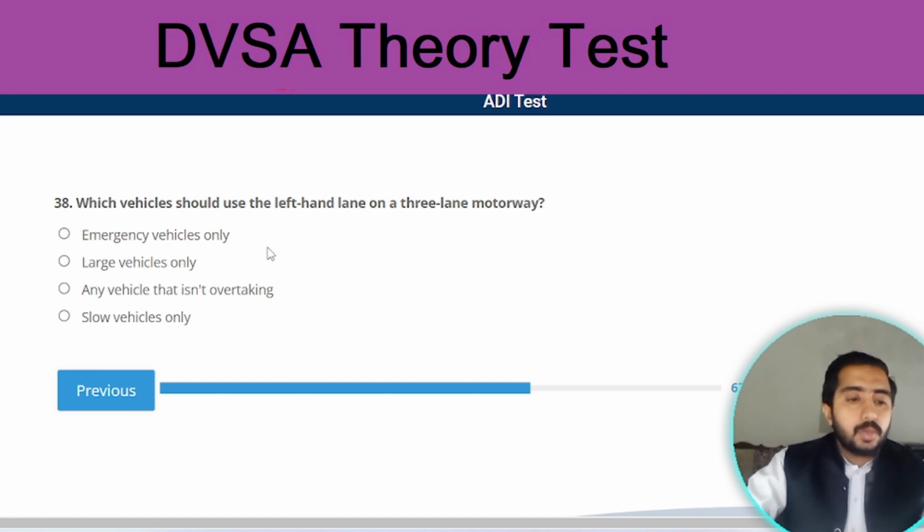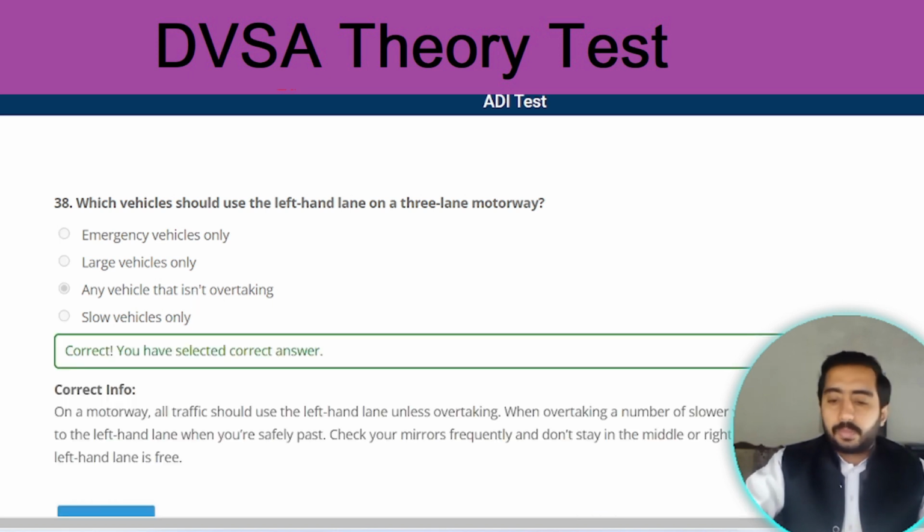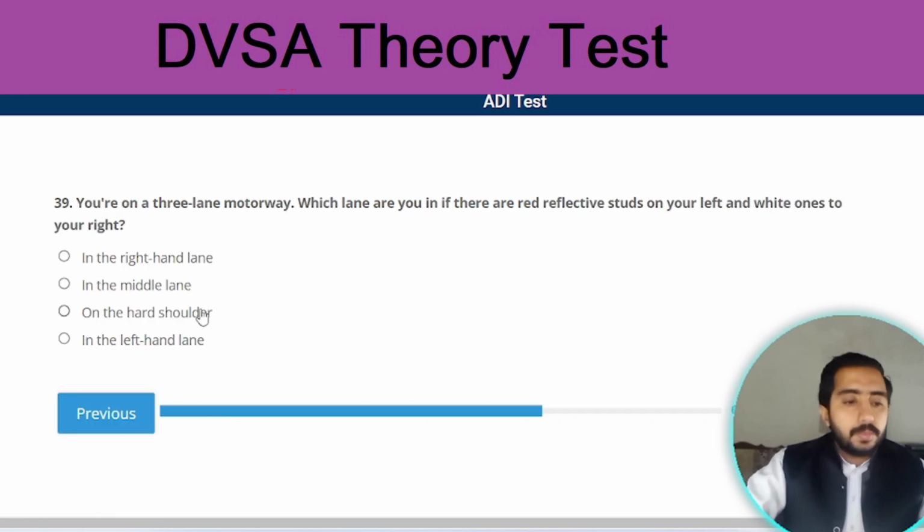Next question. Question number 38. Which vehicle should use the left-hand lane on a three-lane motorway? For the three-lane motorway, you need to use any vehicle that isn't overtaking. Option C. Next question. Question number 39.